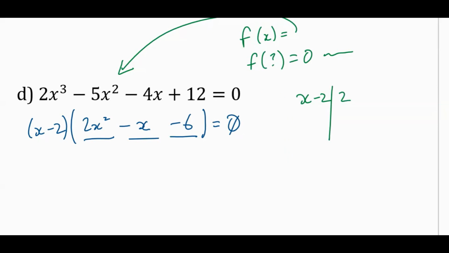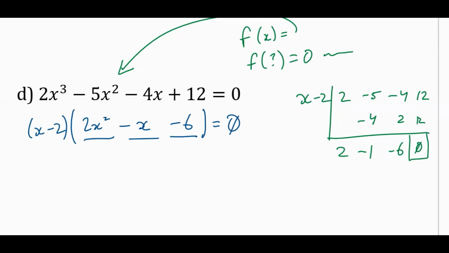2, negative 5, negative 4, and 12. Bring the 2 down. 2 times negative 2 is negative 4. Negative 5 minus negative 4 is negative 1. There's that negative 1, so we were right. That's positive 2. Negative 4 minus 2 is negative 6. Negative 6 times negative 2 is 12. Subtract to 0, which better happen, and you're good.